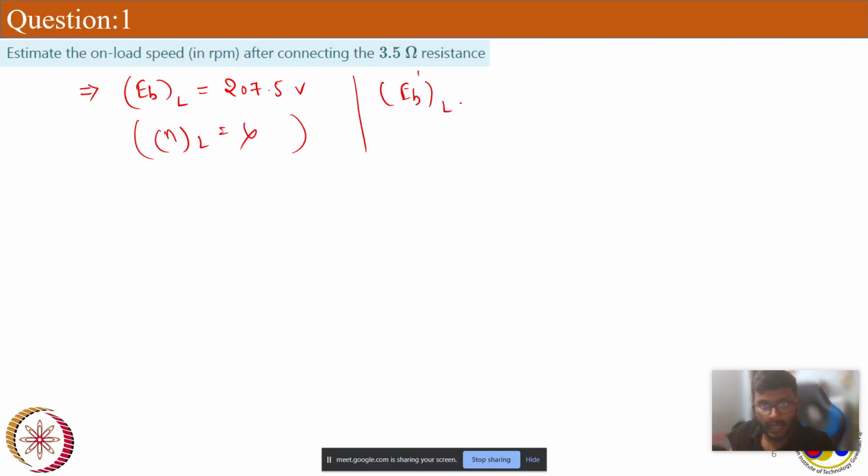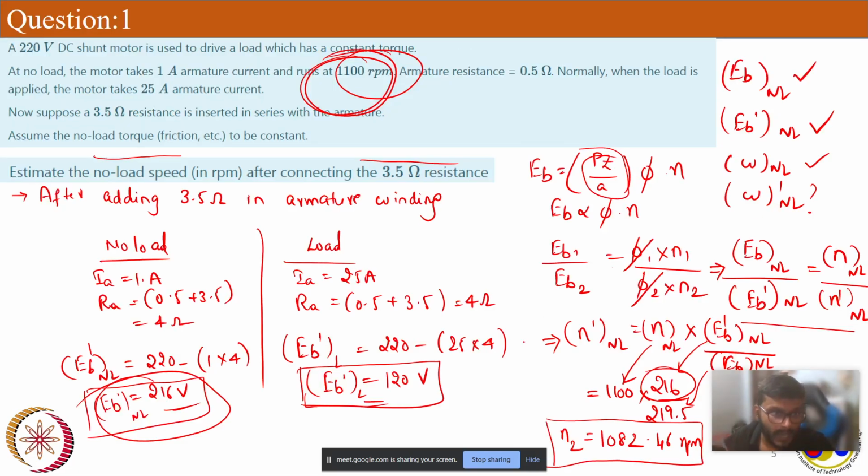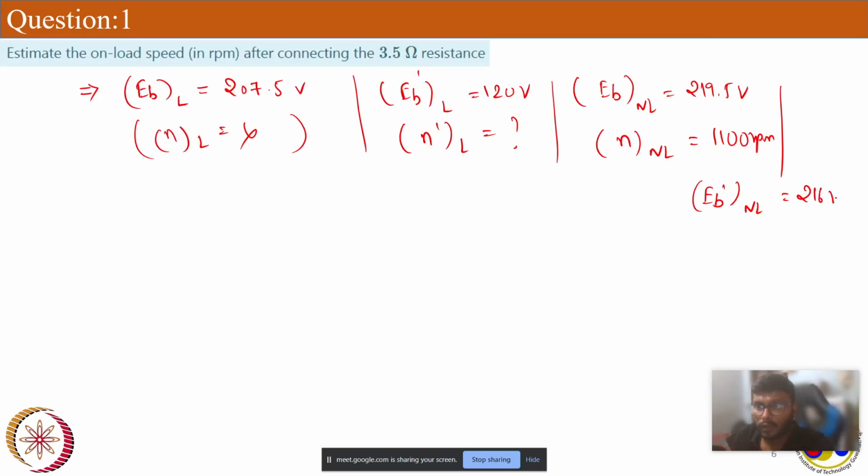Now EB dash L is 120 volts, and N dash L is the question asked. What else do I know? EB no load is 219.5. NNL is given in the question, 1100 RPM. EB dash NL, after adding 3.5, is 216 volts, and the speed at this condition, N dash NL, is 1082.46 RPM.